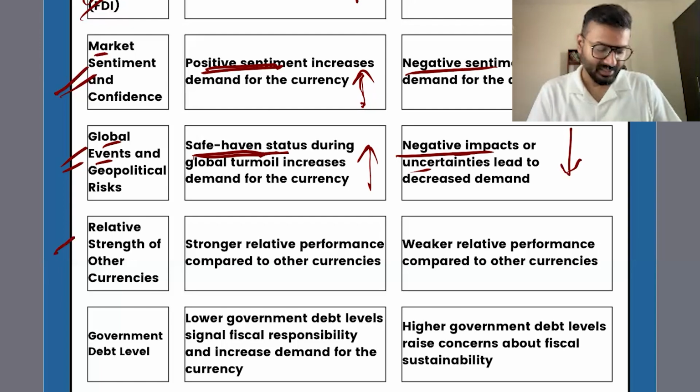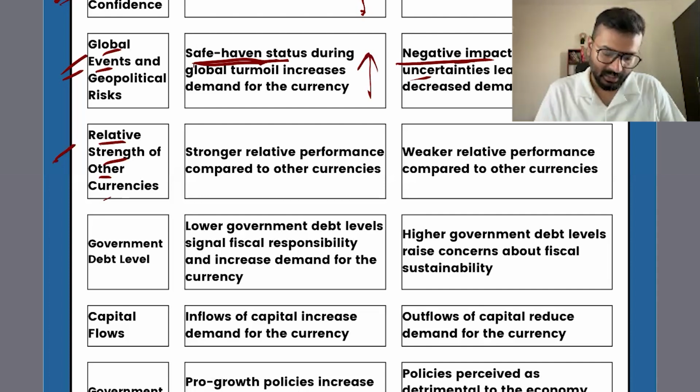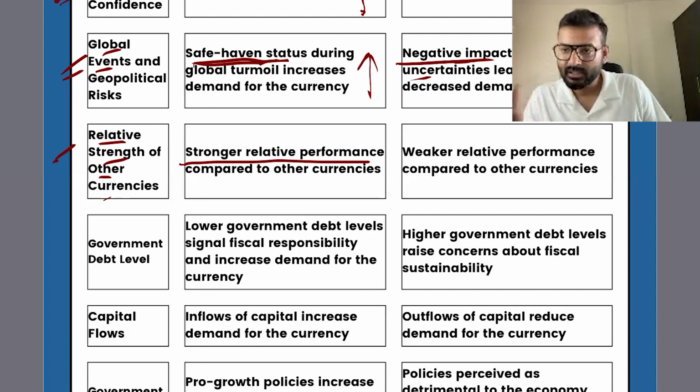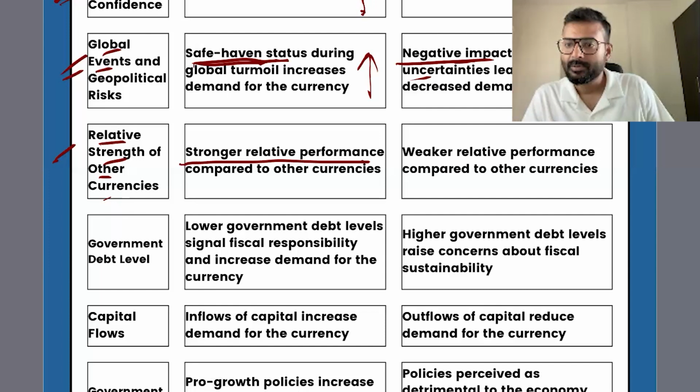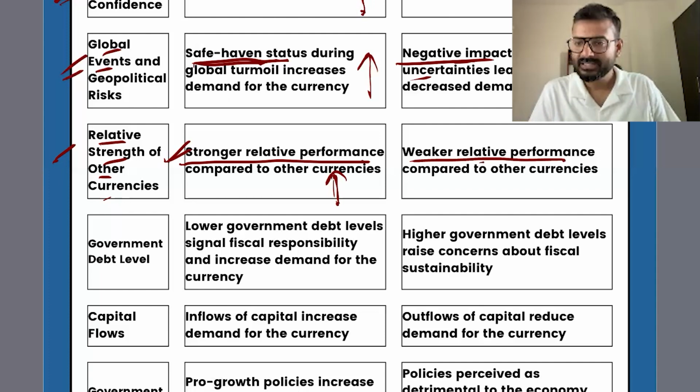Right? Next is relative strength of other currencies. Now, this is very important because in an exchange rate there are two currencies involved. It is not one currency. So when we are talking about the rupee in terms of the dollar, we are talking about both the dollar and the rupee. It will depend on what happens in India, but also what is happening in the US will also impact the exchange rate, right? So if India's economic activity is performing much higher than the economic activities or economy of the US, then people would want to invest in India, right? So with a stronger relative performance, there will be appreciation of that country's currency, whereas with a weaker relative performance, there is depreciation.